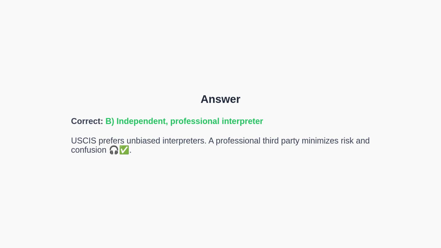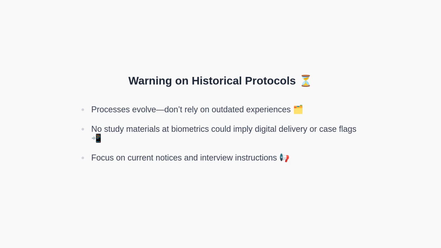The safest choice is B. An independent, professional interpreter. USCIS prefers unbiased interpreters, and relying on family members is often disallowed or left to officer discretion, which adds risk. Agency processes change over time. Do not rely on procedures from years past.